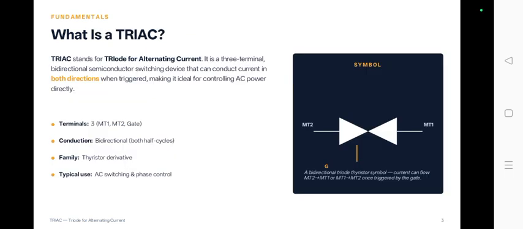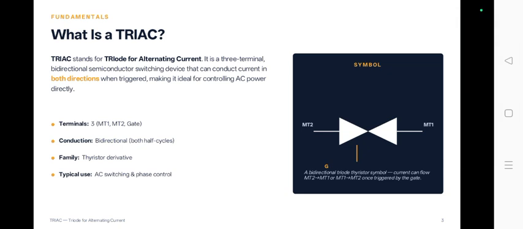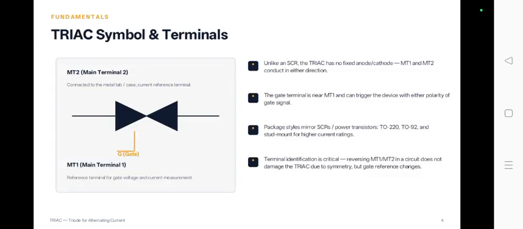TRIAC is the triode for alternating current. It is a three-terminal bidirectional semiconductor switching device that can conduct current in both directions when triggered, making it ideal for controlling AC power directly. It has three terminals, conduction is bidirectional, its family is the thyristor device, and it is typically used in AC switching and phase control.